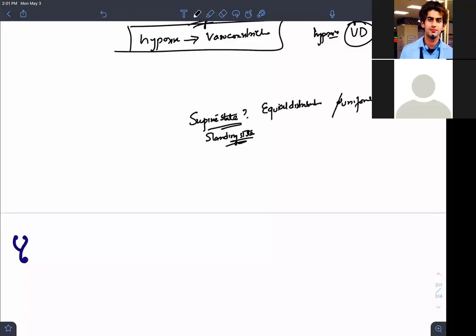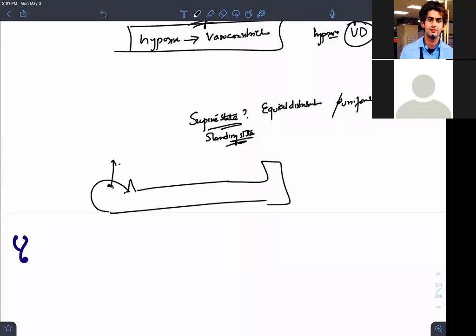Uniformity. Do you know supine? Can we see the spine? He's looking towards the sky. So in this, I can visualize the lung like this. You will have a uniform distribution of blood. All the lungs will be perfused very nicely.